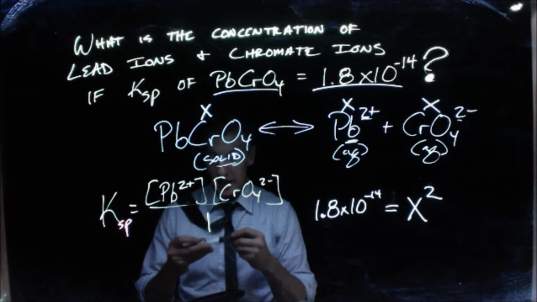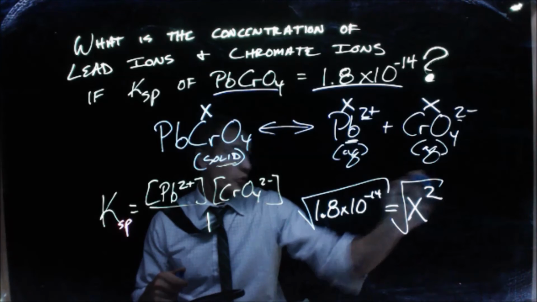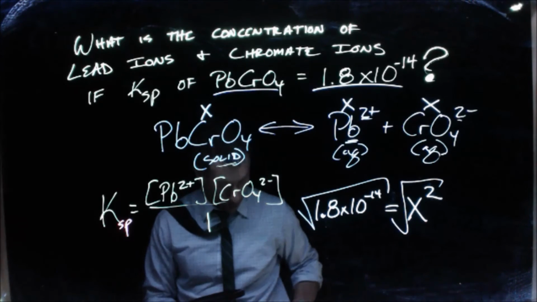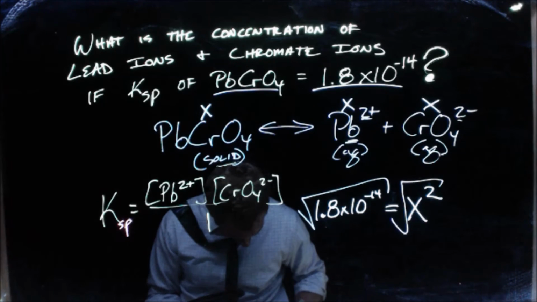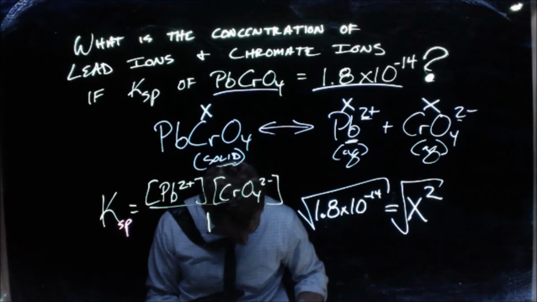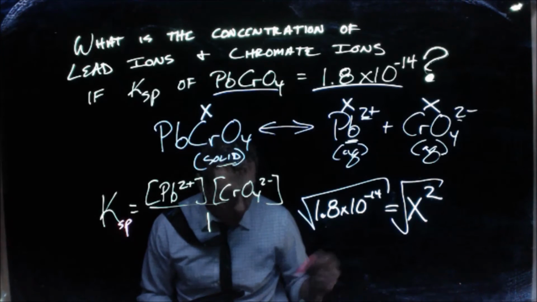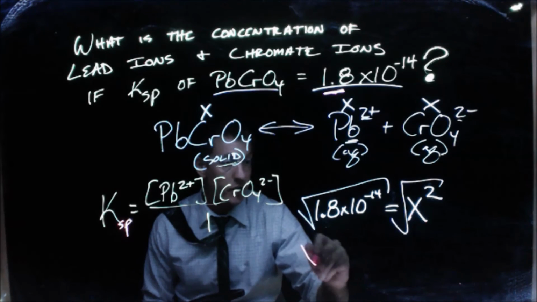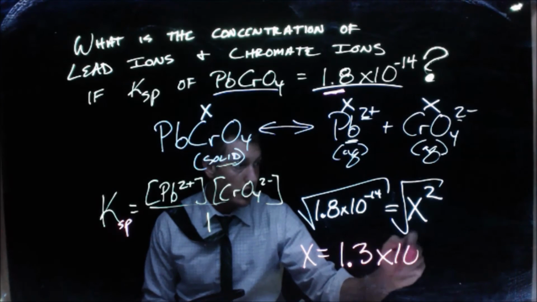So if I want to know just X, I will take the square root of both sides. The square root of 1.8 times 10 to the negative 14th, to 2 sig figs, would be 1.3 times 10 to the minus 7. So X equals 1.3 times 10 to the minus 7th.